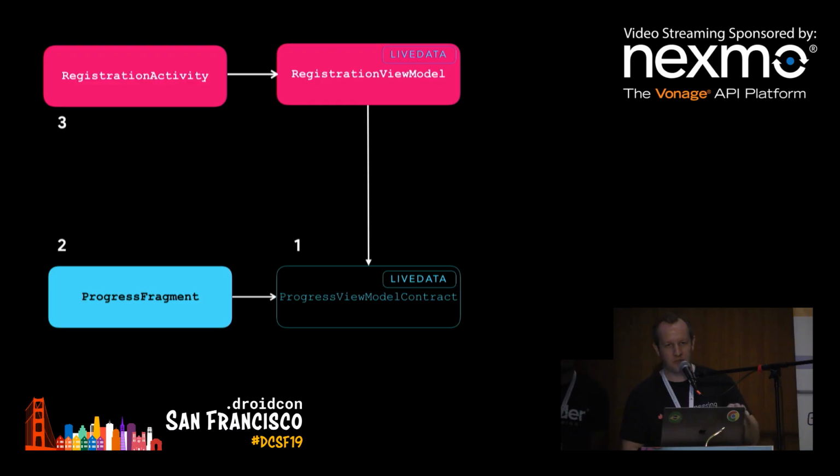And we're going to update our registration activity to make sure that we're passing in that class to the fragment's arguments. And then at that point, the activity is essentially completely out of the way. There's no mediator behaviors that the activity is responsible for. And then lastly, we're going to update our parent view model to implement the interface and satisfy the contract with the required live data the progress fragment needs.